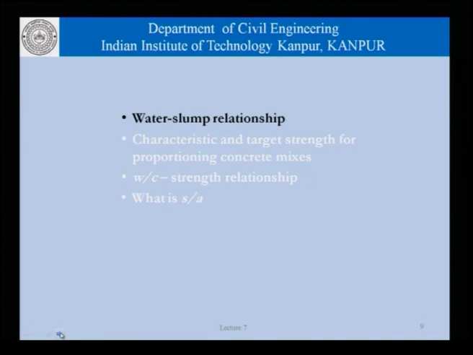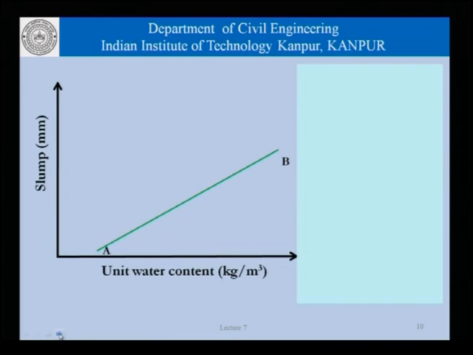Now, let us begin our discussion with the water slump relationship. If we keep on increasing the unit water content, as is shown here from something like A to B, it can be expected that the slump, which is measured in millimeters, will keep on increasing. And the simplest way to represent that relationship is by a straight line as shown here. Now, this is not a unique straight line, and the variation between slump and the unit water content could be AB, or it could be CD, or it could be EF.